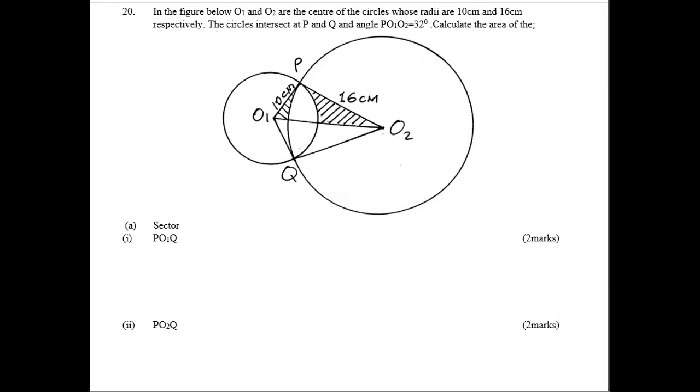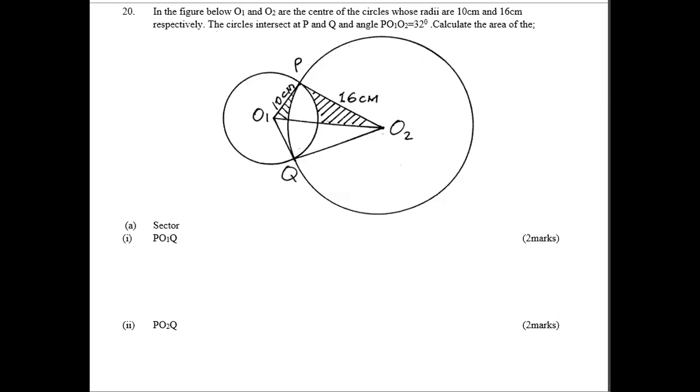That line PQ will intersect with O1O2 somewhere. Where the two lines are intersecting, you can call it M. I want you to note that triangle PO1M is right angled at M. It's 90 degrees at M.